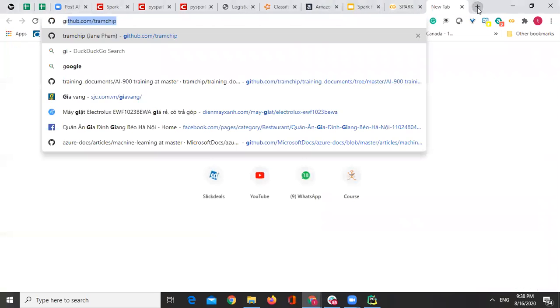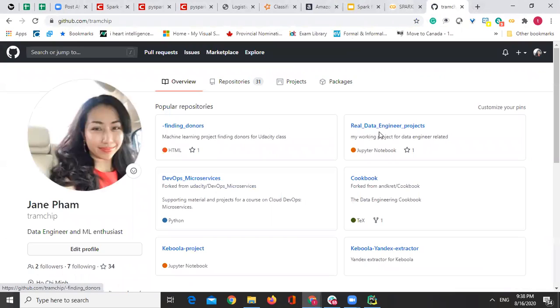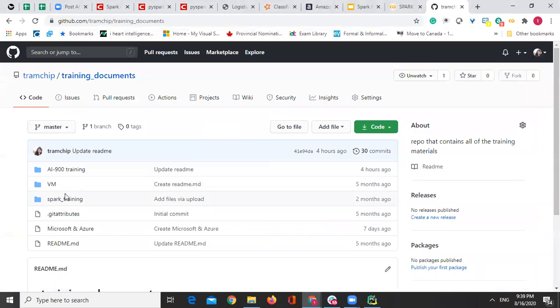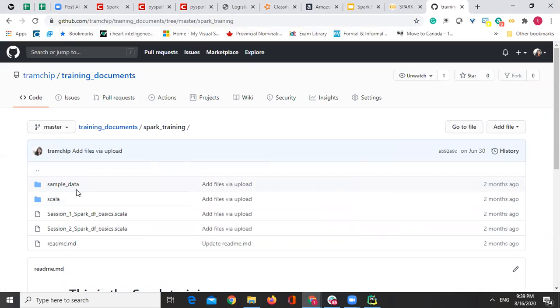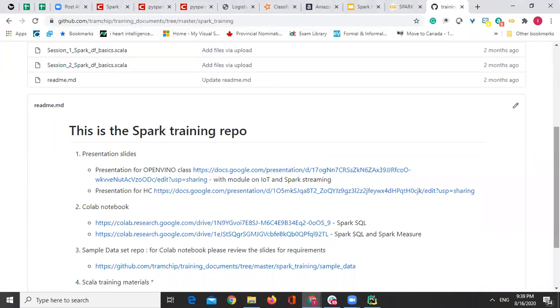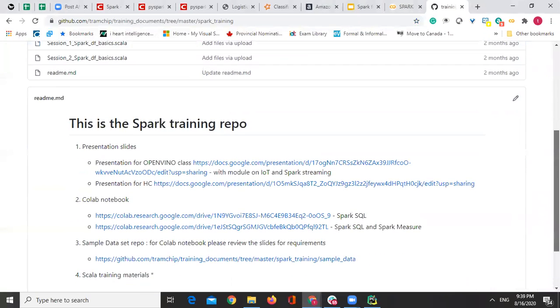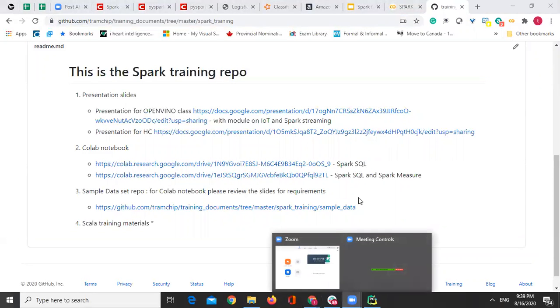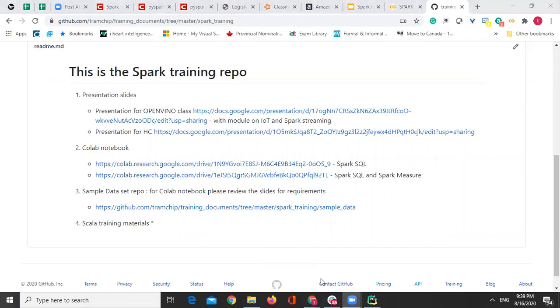So let me show you where to get the material. If you go here to repositories, training documents, then Spark trainings, you will see presentation slides and Colab notebooks that I prepared, and also a simple training set, and I also have some Scala training materials. If you are interested, please take a look. But for right now, I think everyone is familiar with PySpark, and we will use it as the default language here. So let me go back and send you the link.